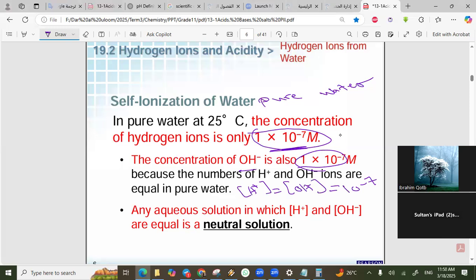The solution that has equal concentrations of hydrogen and hydroxide is called neutral solution. That's why pure water is neutral solution. Not only pure water, some solutions of salt are also neutral. So again, neutral solution has equal concentrations of hydrogen and hydroxide.